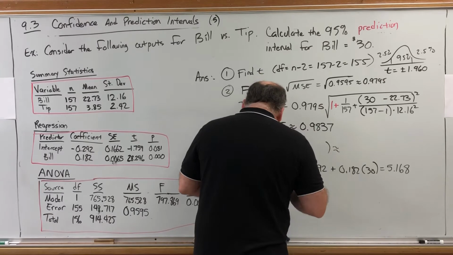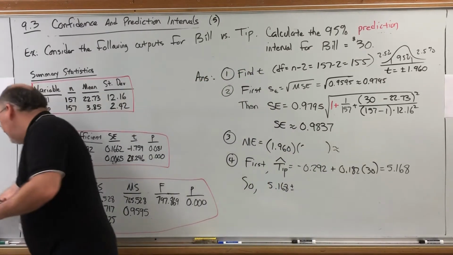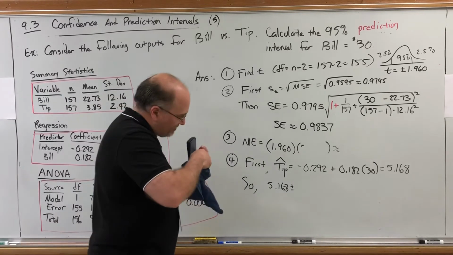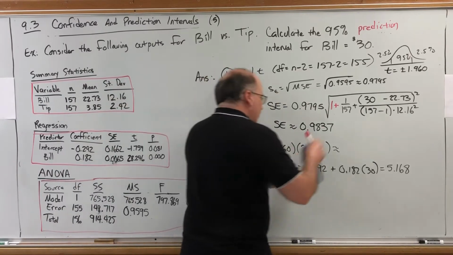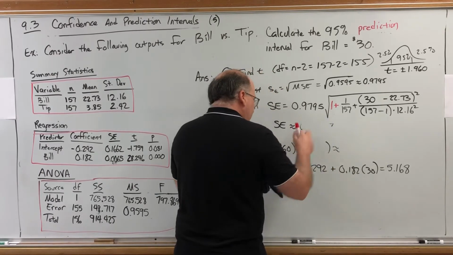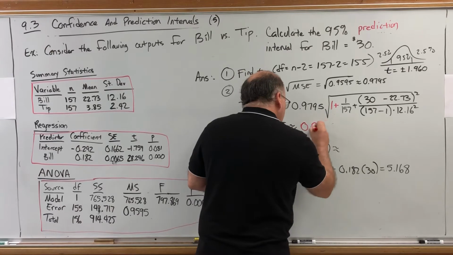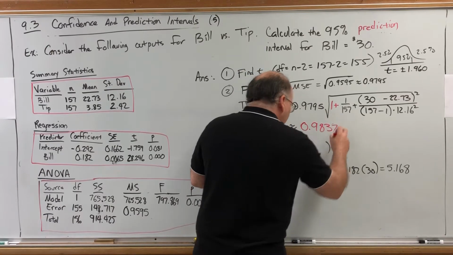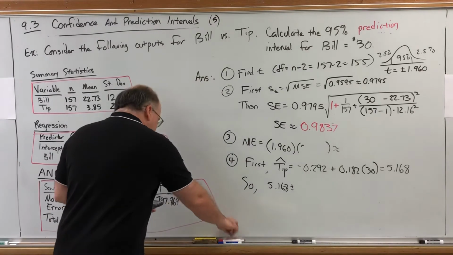Excuse me, I said I was going to write new stuff in red. That's new. It's not in red. Give me 1 second to fix that. Okay. 0.9837. By the way, if you did this in your own calculator, did you get that value? If not, maybe you did it right and I did it wrong.